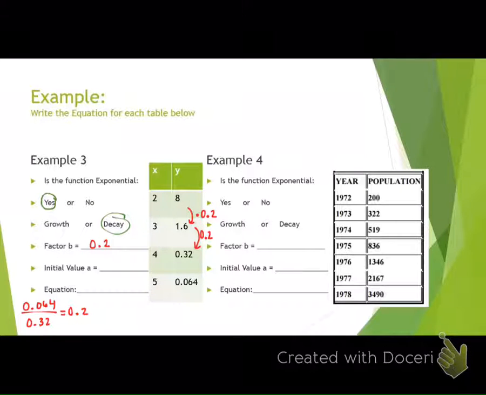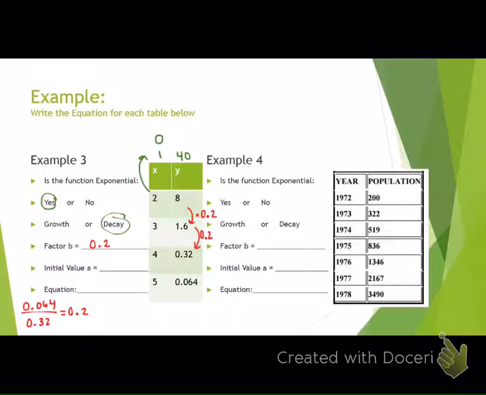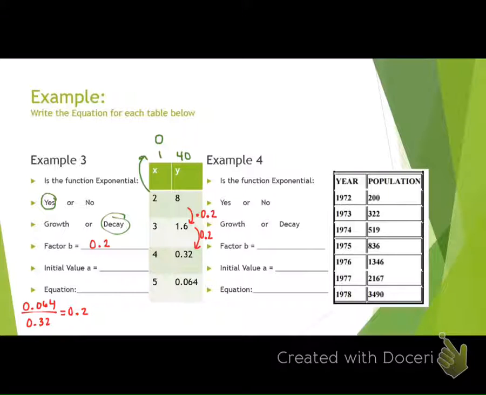Do we have when x is 0 in this one? So we're going to have to work backwards here. How could we work backwards? What are we going to have to do to work backwards? You gotta divide 8 by 0.2. What is 8 divided by 0.2? 40.